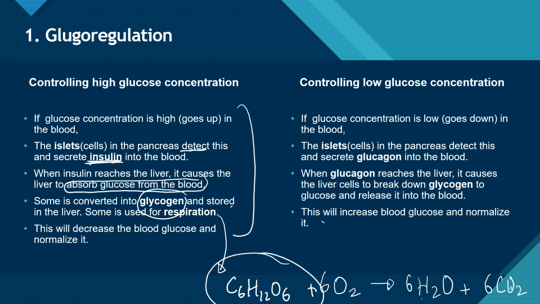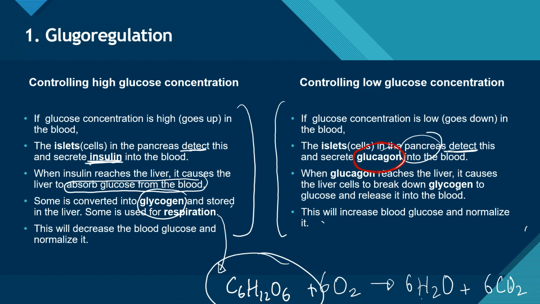Now, the exact opposite happens for controlling low glucose concentration. Once the glucose concentration goes down, the islets detect this. Remember, islets are in the pancreas. They detect this and secrete glucagon. This time they are not secreting insulin. This time they're secreting glucagon.